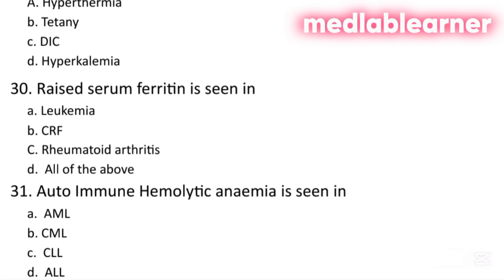30. Raised serum ferritin is seen in A. Leukemia, B. CRF, chronic renal failure, C. Rheumatoid arthritis, D. All of the above. Answer will be D. All of the above.